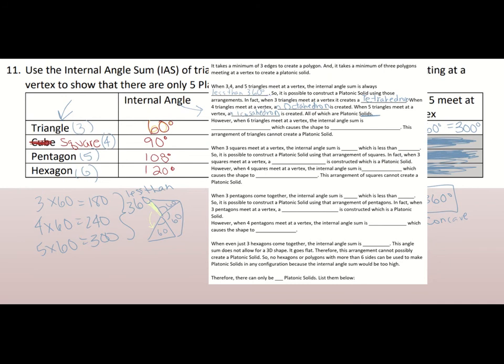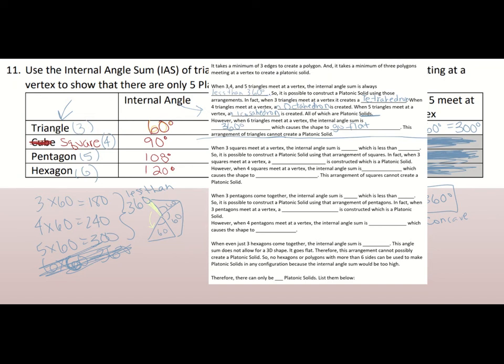However, when 6 triangles meet at a vertex, 6 times 60 is 360. That's a problem. The internal angle sum is 360 degrees, which causes the shape to flatten, or to become two-dimensional. This arrangement of triangles cannot create a Platonic solid. We've gone through all the possible triangle configurations that could ever seek to make a Platonic solid.